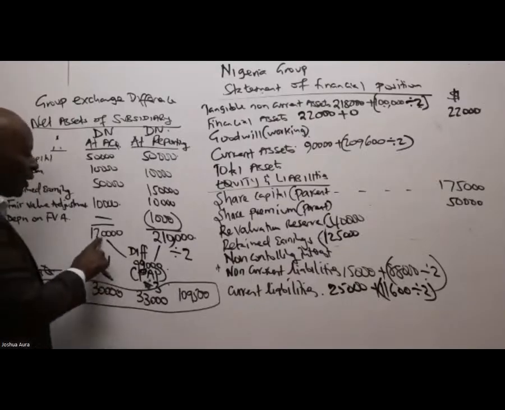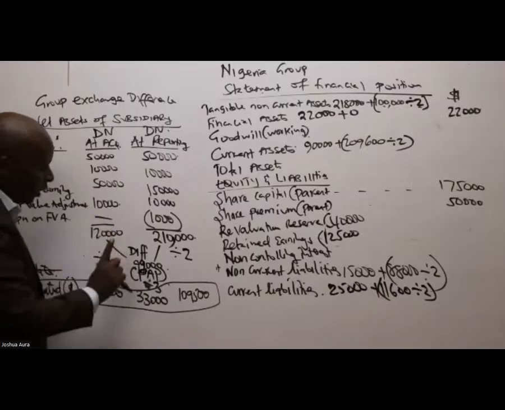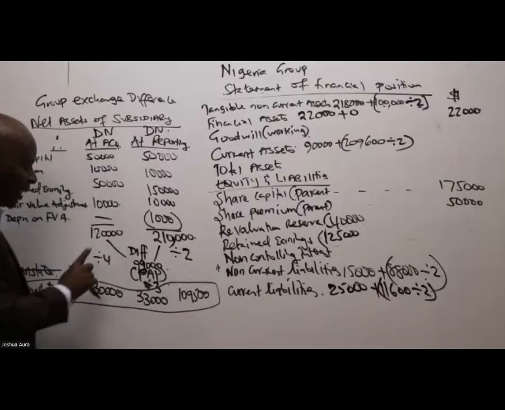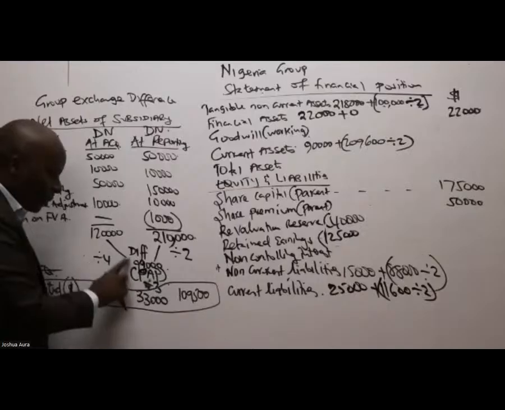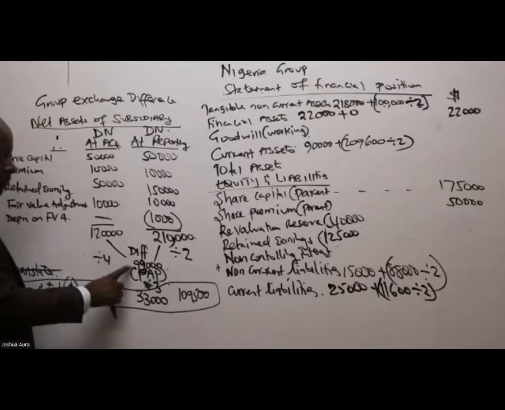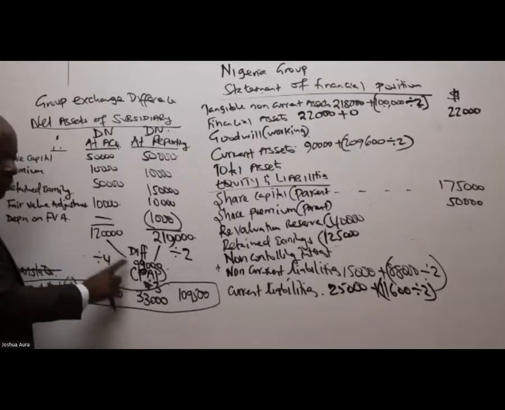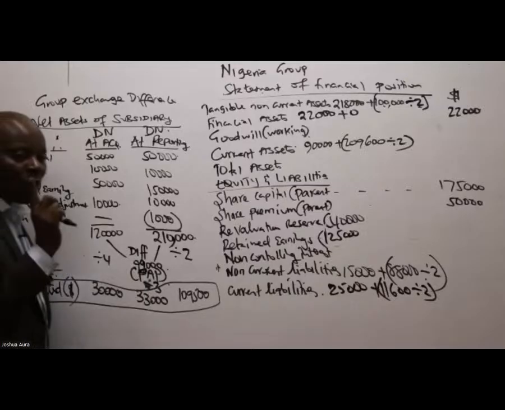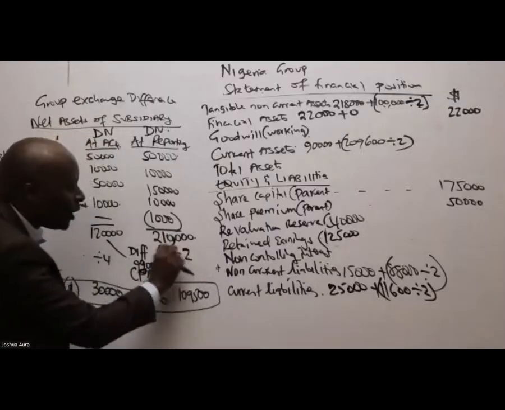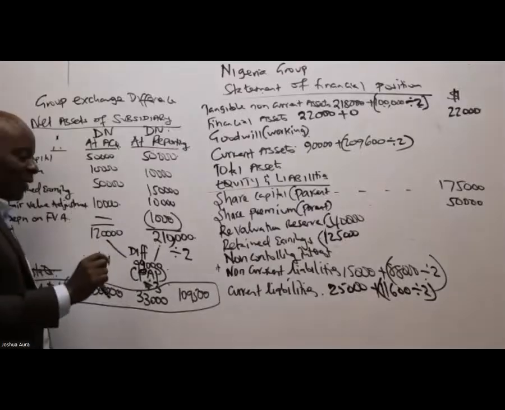When you take 120,000 plus 99,000, can somebody help me with this operation? Please add this and this. 120,000 plus 99,000 gives me what? It gives me 219,000, which happens to be the closing figure. So there is a perfect match.